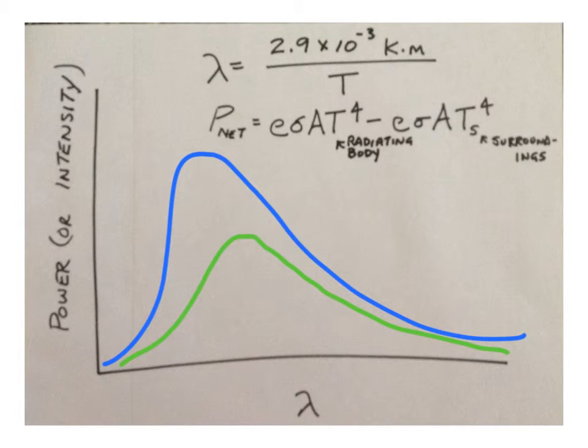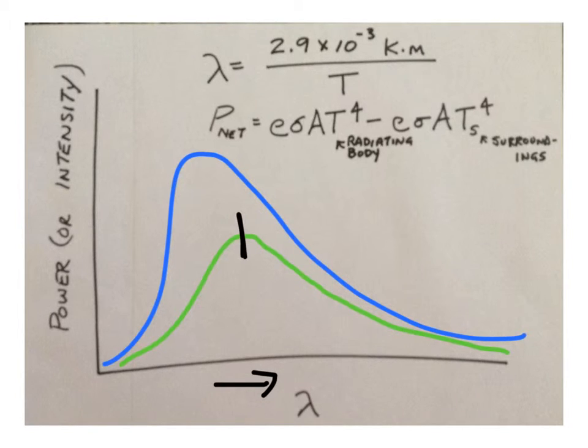The spectrum shown in green here is meant to represent a slightly cooler object. Notice there's two differences between the green graph and the blue graph. The peak in the green graph is shifted to the right, which is a longer wavelength. So the green graph represents a cooler object. One difference is the peak is at a longer wavelength.